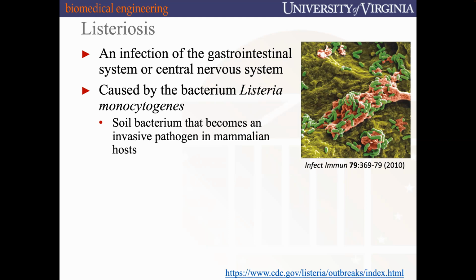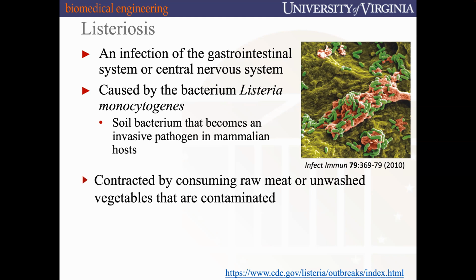A lot of times this is found in different animal products, different deli meats or soft cheeses, and becomes invasive when it infests a mammalian host. This is a pseudocolored electron micrograph. These little things in green are what Listeria looks like. Like I said, this is generally contracted by consuming raw meat or unwashed vegetables. And this CDC link down here has information about recent foods that have caused these outbreaks in the last 10 years or so.